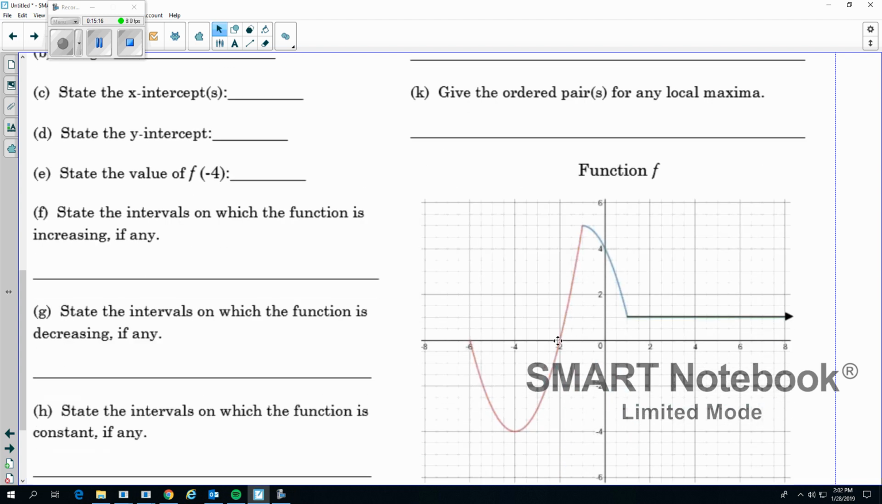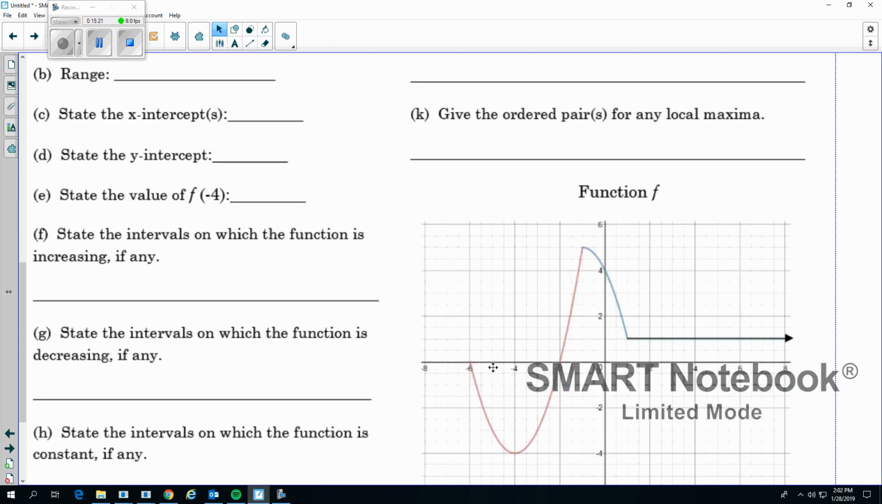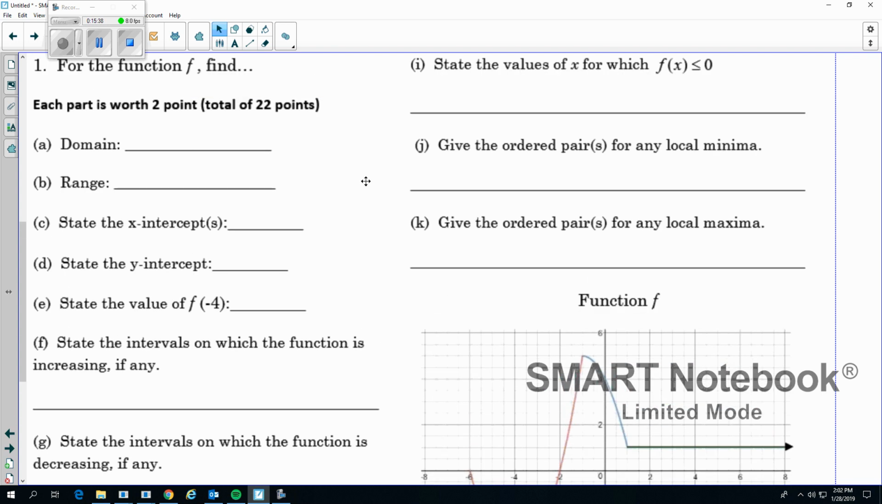Okay. So looking at this graph, it asks for the domain. And so as I go from left to right, it looks like it goes from -6 and makes its way to the right indefinitely. So if there's not an open circle, you assume that that point's included. So our domain here is going to be from -6 to infinity.